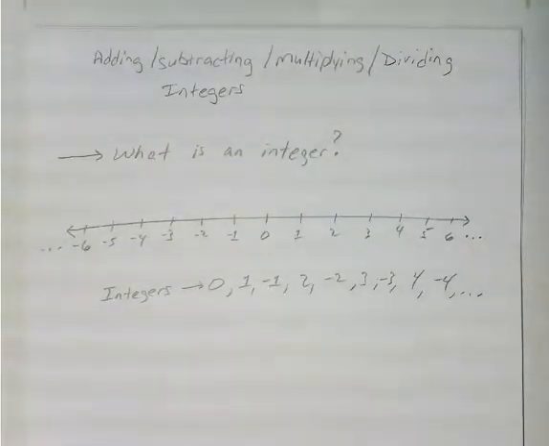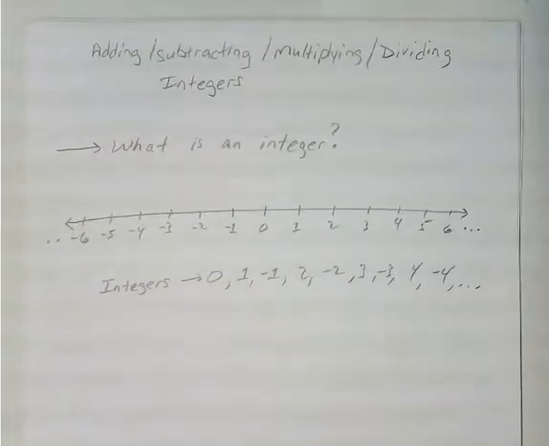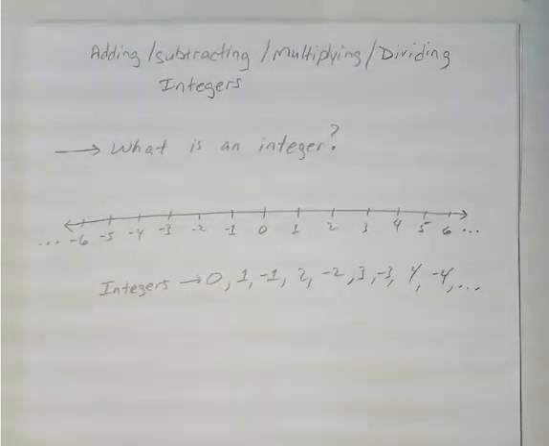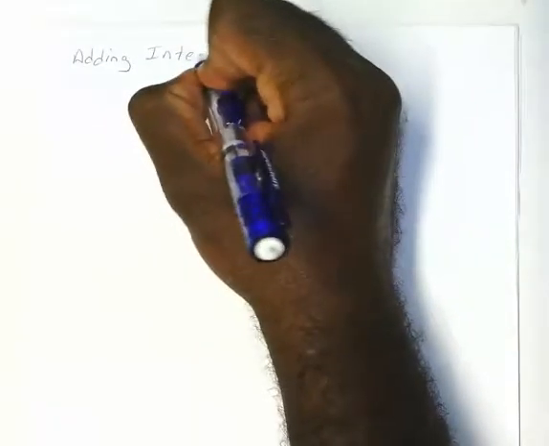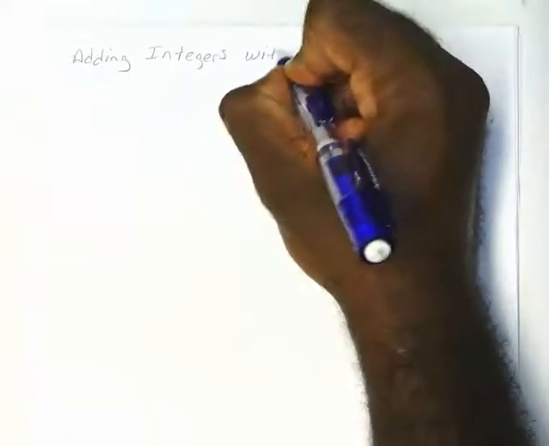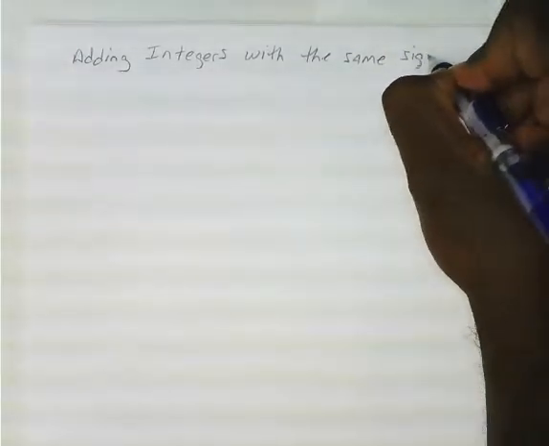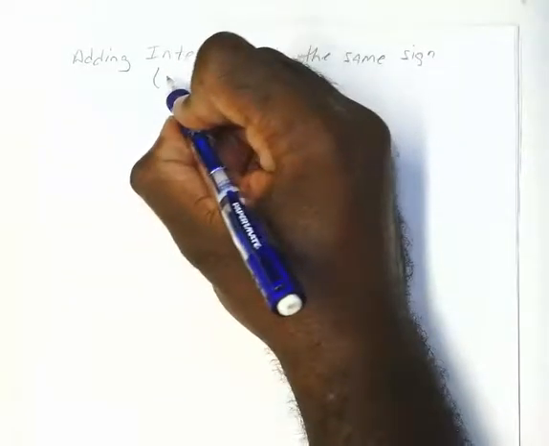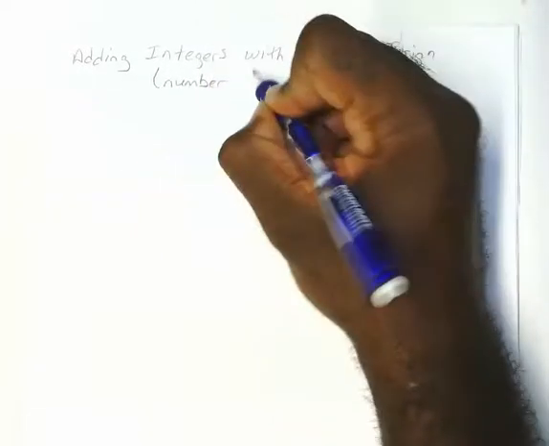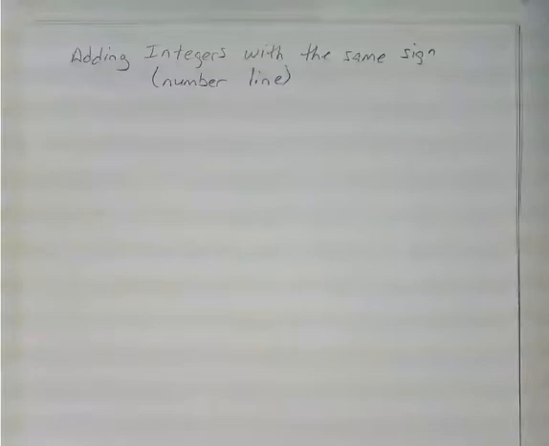All right. So let's start off with adding integers with the same sign. And we'll start off just by showing how that will work on a number line. Okay. Now, after we show how it works on a number line, we'll show how to do it without a number line. So this is just kind of an introduction to how it's done.